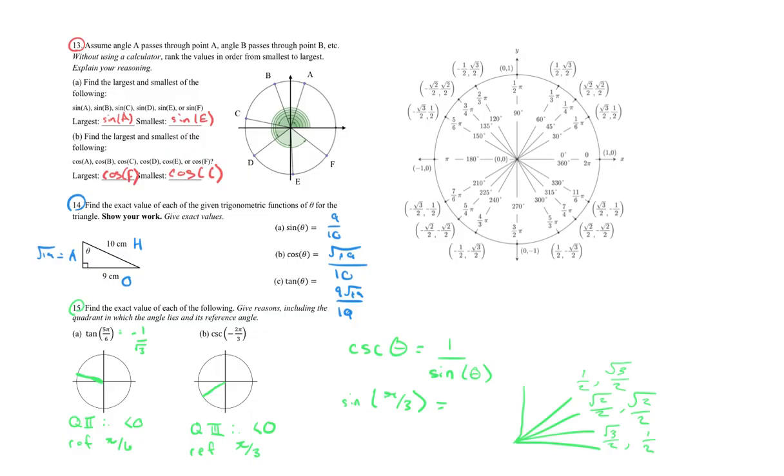So from here, sine of pi over 3 is going to be our y coordinate, so that's going to be root 3 over 2. But we're really looking for cosecant, which means that we're going to take 1 over this, and say that cosecant of pi over 3 is equal to 2 over root 3.